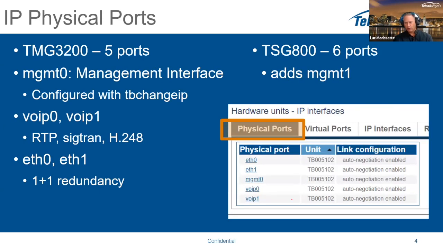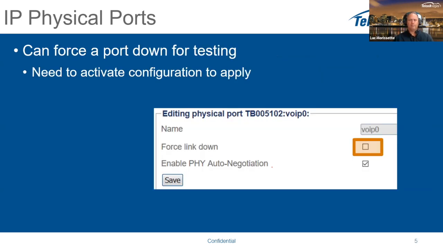Normally these physical ports are auto configured in the system, so you have nothing to do with them. The only things you can do is there are two configurations you can change. One is you can force the link down. Normally this would be to test your bonding. So when you have, let's say, VoIP 0 and VoIP 1 connected together, you can test the bonding by shutting down one of the two VoIP ports and seeing if everything is working fine. And then you can do the same on the other one. So this is for testing the link.